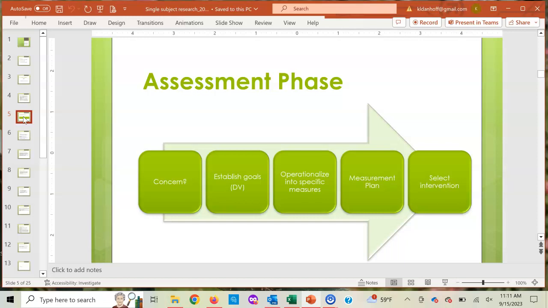So again, in our assessment phase, as we think about doing the work, the teaching and learning, we think about what's the concern. We're establishing some goals. Those are your dependent variables. Those are the things you hope change based on your intervention. You operationalize, we've talked about that, into specific things we're going to measure. We come up with a plan, we select an intervention, and then we monitor that change over time.